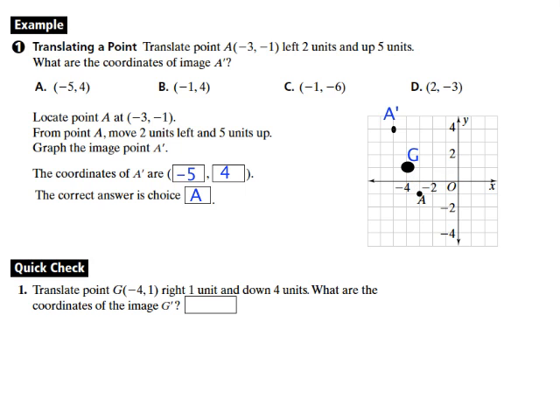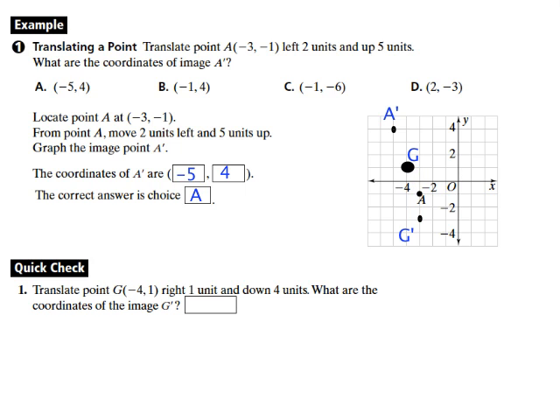Now we're ready to translate it. We need to translate it 1 unit right and 4 units down. So we start at G and we go 1 unit right. Then we go down 4 units. And we place a new dot there and label it G prime.